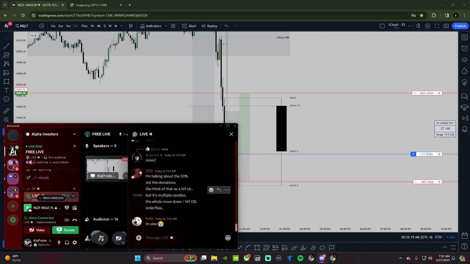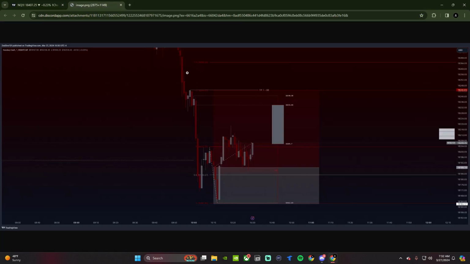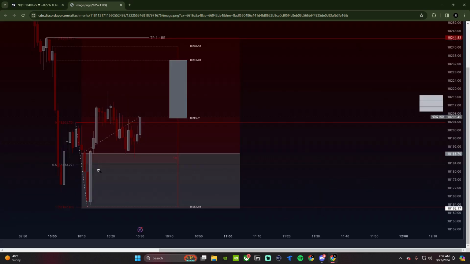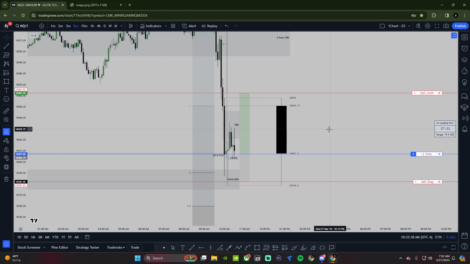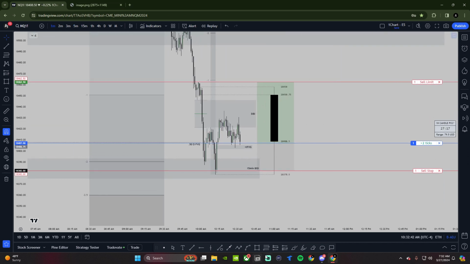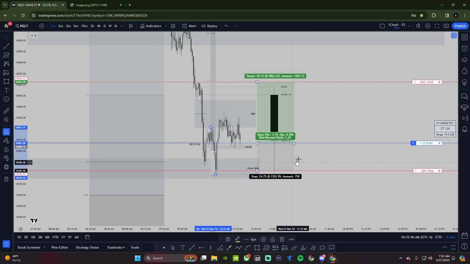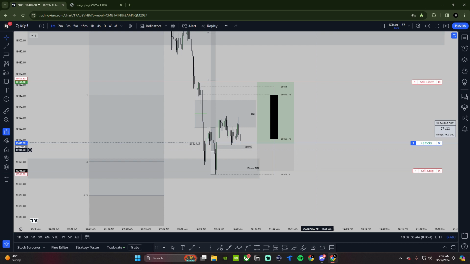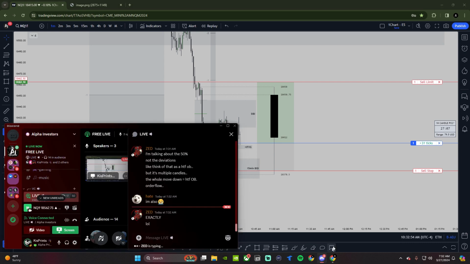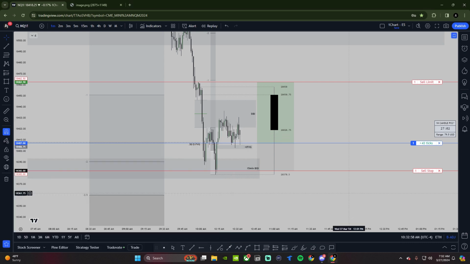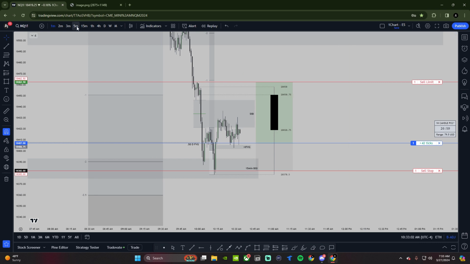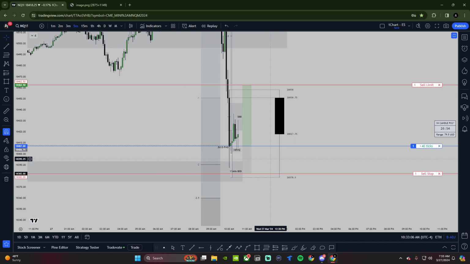I'm talking about the 50%, not the deviations. Oh, this 50% right here? Okay. You think it's going to go down to that, and then it's going to go higher, is what you're saying. I understand, I get you. This was an interesting pump, and that was an interesting dump. But this 5 minute candle did just open, so we'll see. It's got 2 minutes left in it. I would prefer if it closes above the 50% of the SIBI that we're consolidating on.